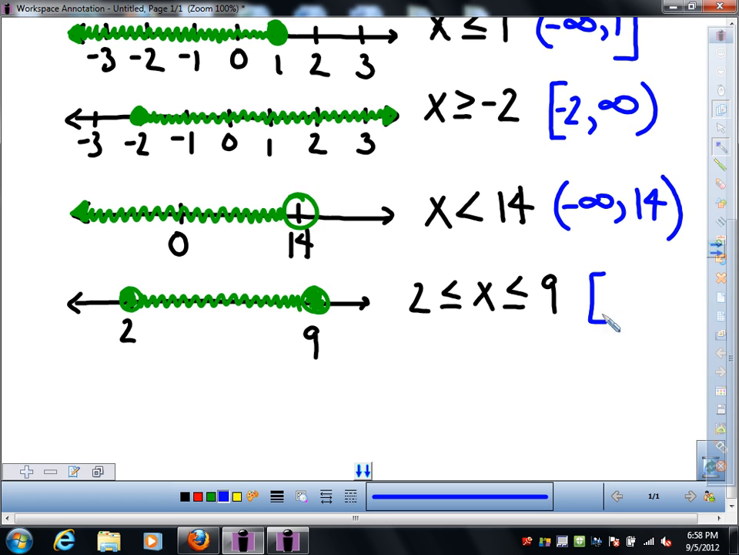And that interval, since it's including those numbers, would look like this. I start at the number 2, I keep moving until I get to the number 9, and then I'm going to put a bracket around that, which means I'm going to be including the number 9 in this particular interval. Okay? So this is what intervals and interval notation looks like.